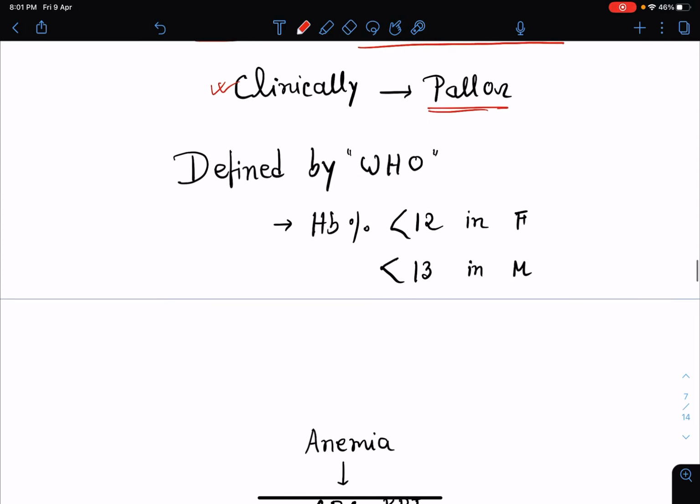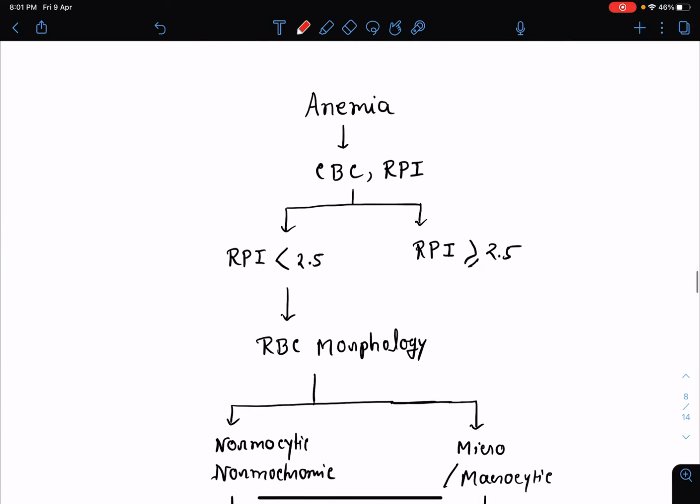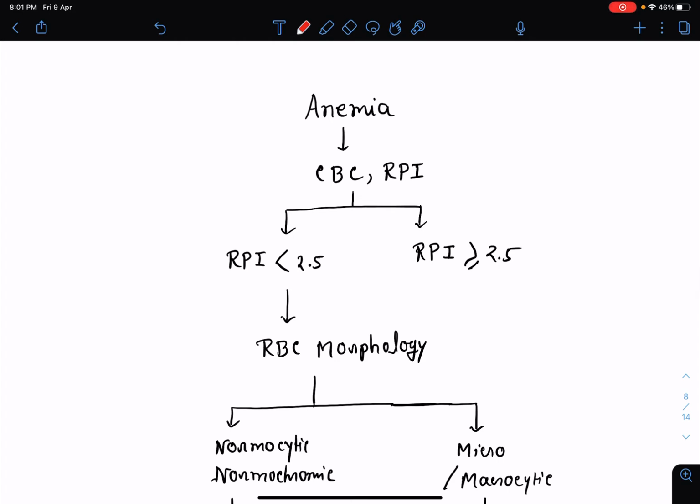Now, according to WHO or World Health Organization, anemia is defined as hemoglobin level less than 12 in case of females, especially non-pregnant females, and less than 13 in case of males. Now let's see, how do we approach a patient who is having anemia, or how do we exactly classify anemia. Once a patient is pale or patient is having hemoglobin level less than 12 or less than 13 as we have discussed, then we're going to do a complete hemogram or complete blood count.